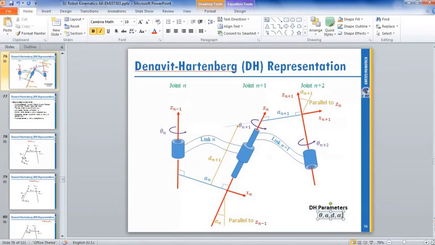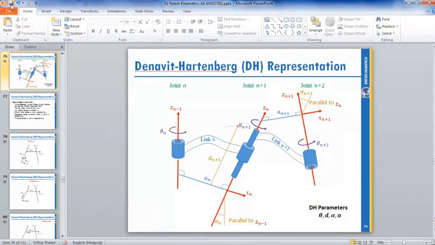Alpha is the angle for X, and then a is the distance for X. Theta is Z, d is the distance for Z. Okay, this is Z. Rotation about Z is theta. Translation along Z, this is the Z axis. The red one is the Z axis. So translation along the Z axis we call d.